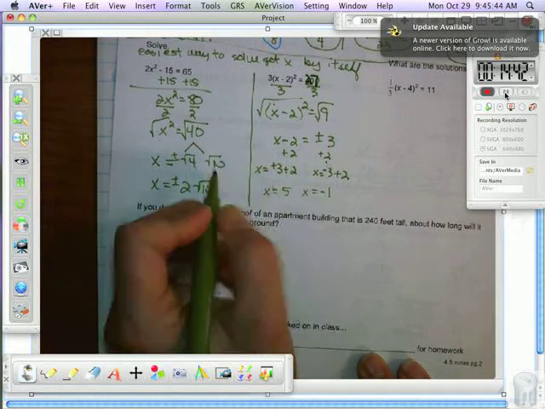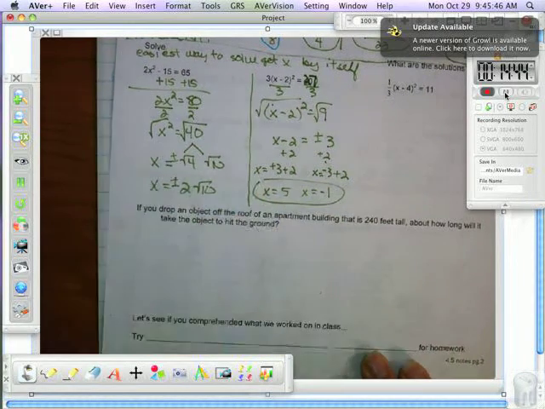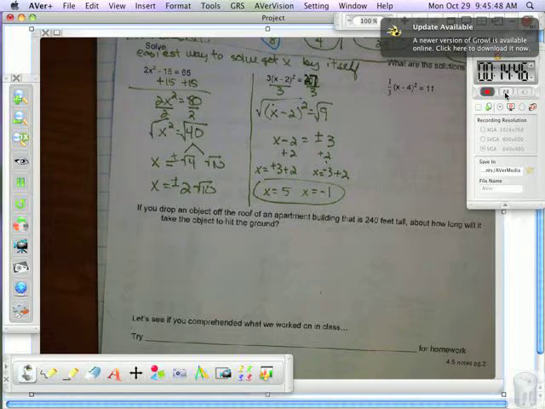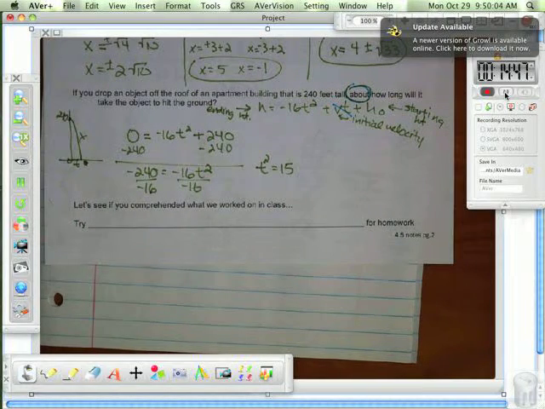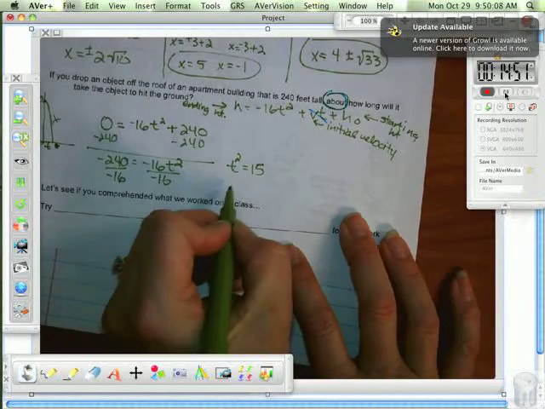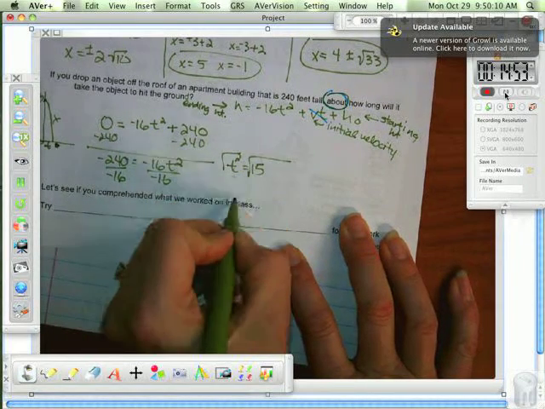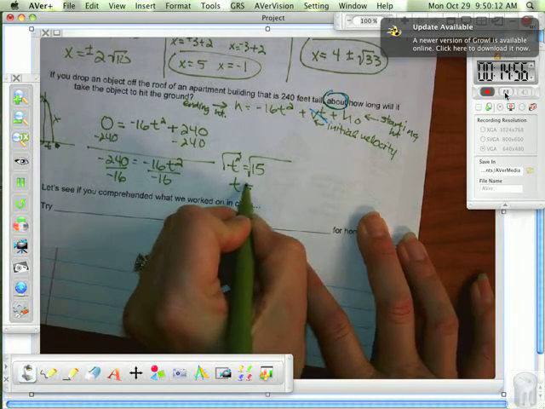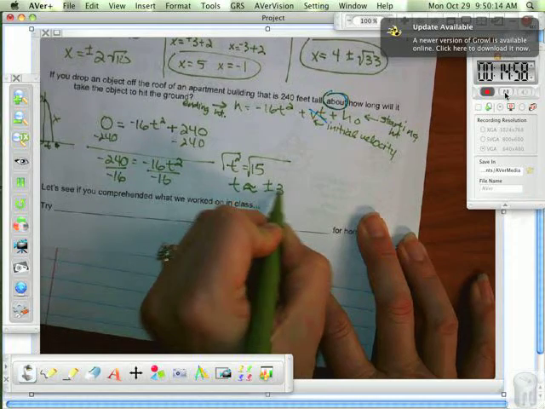Decimals. When it says about, I can use decimals. So I take the square root. And t is equal to approximately plus or minus 3.9 seconds. Well, does negative 3.9 make sense? No. No.